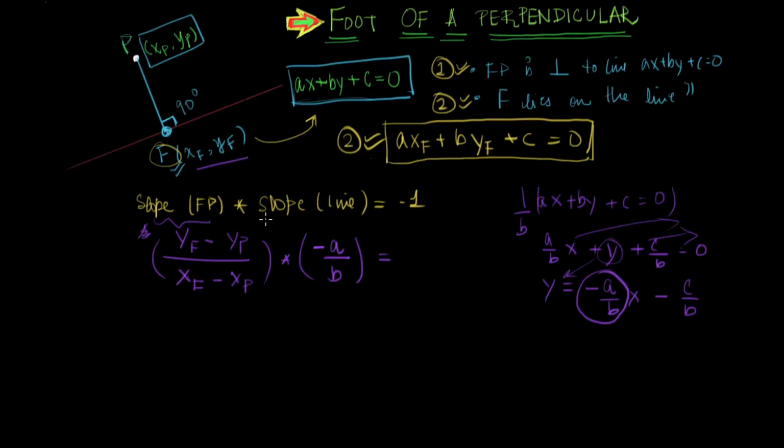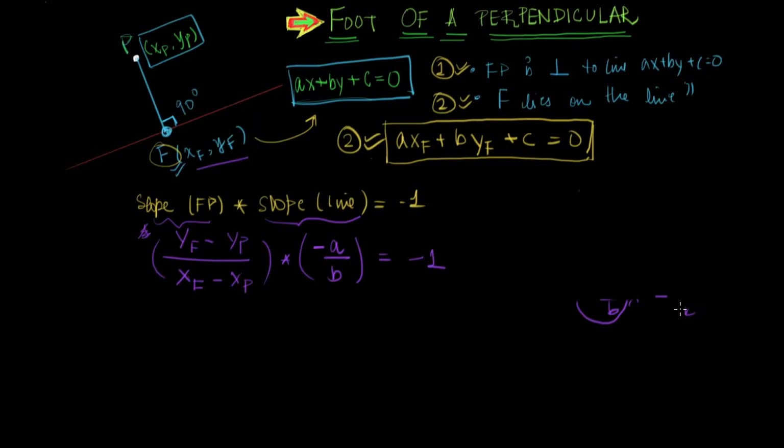And the product of the slope, of the two slopes rather, is -1, because of the property that they are perpendicular to each other. But that's a whole lot of information that we know just by the fact that f is the foot of the perpendicular of the line, of the point with respect to the line.